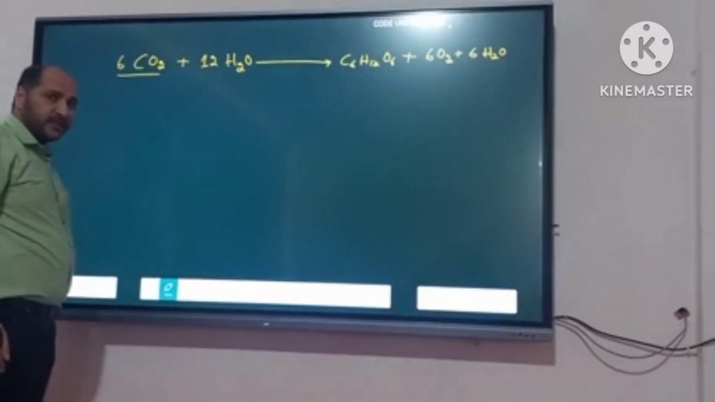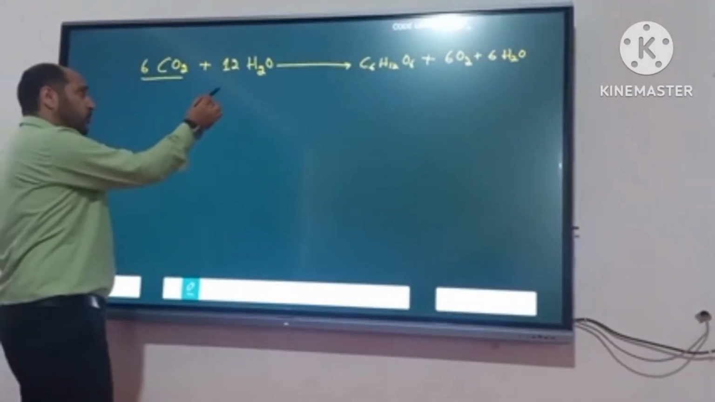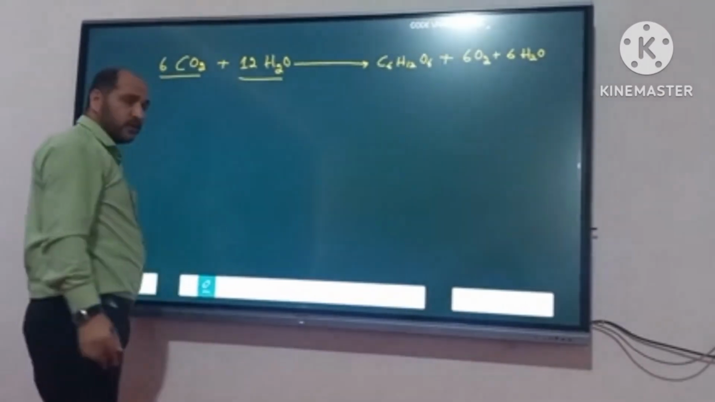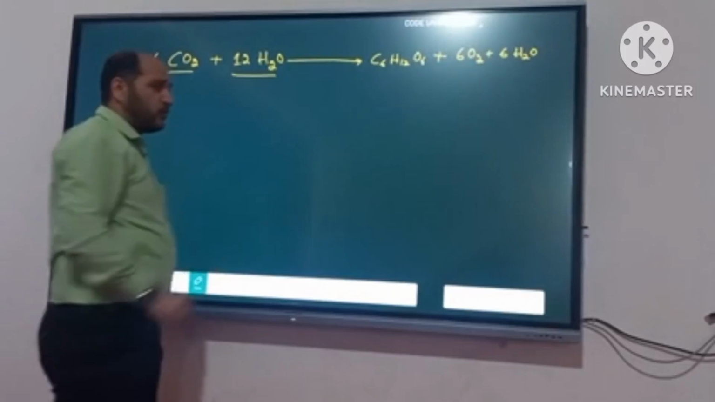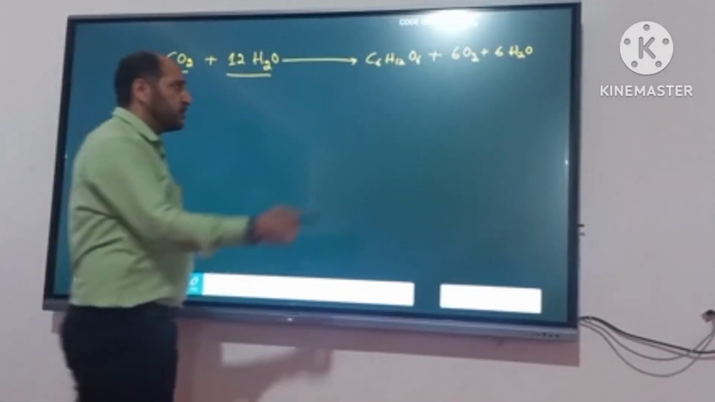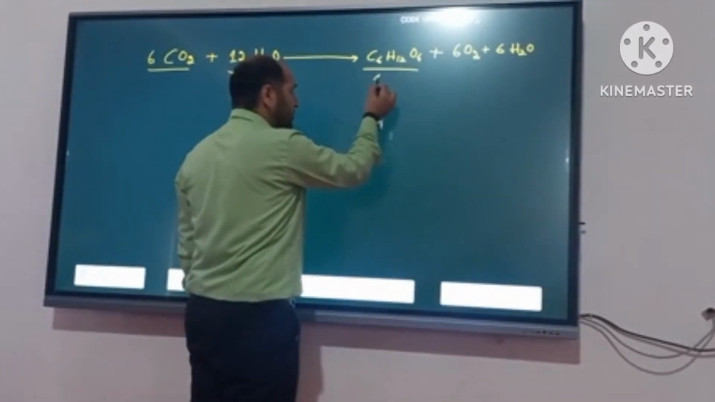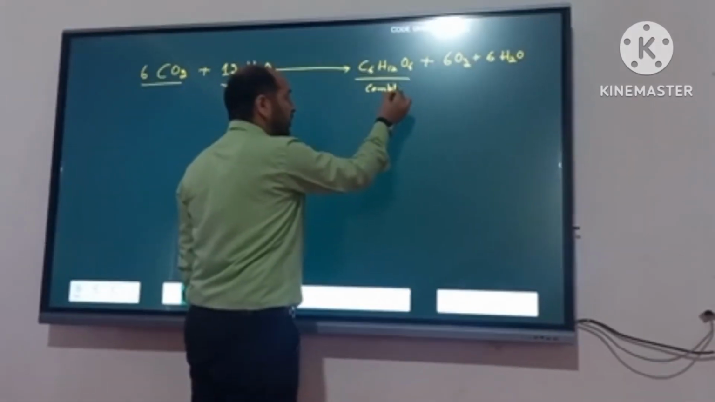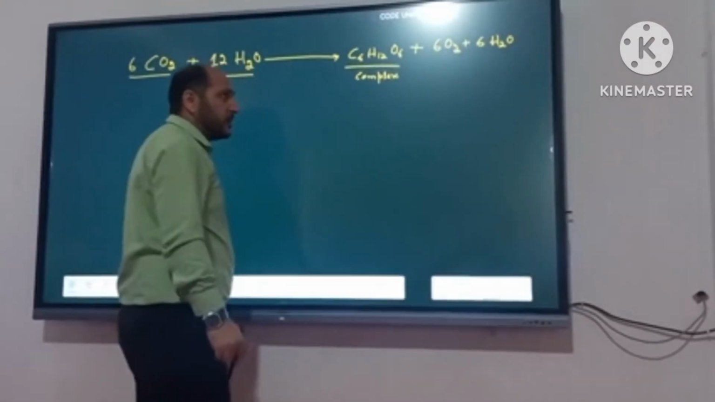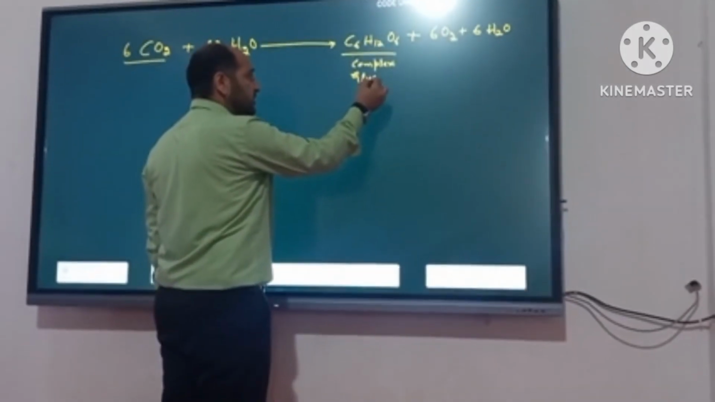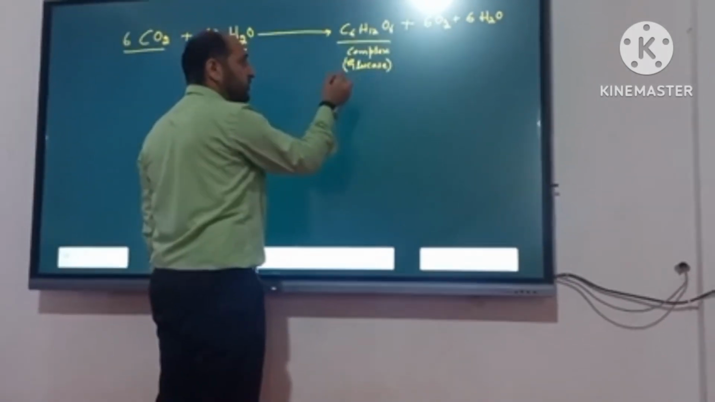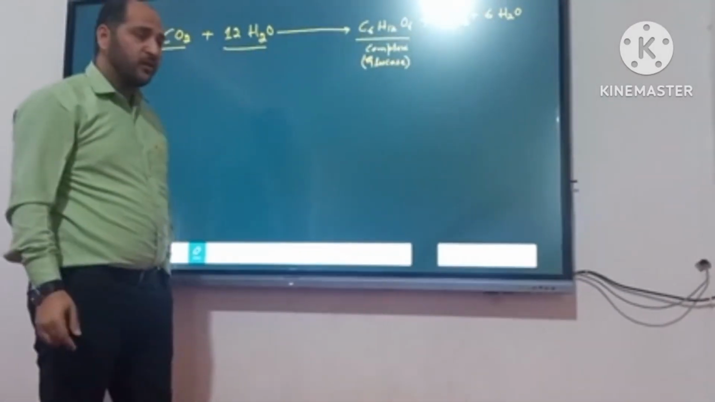Carbon dioxide is taken from the atmosphere, water is absorbed by the roots from the soil by the plants, and these 2 smaller molecules are used to make a complex molecule of glucose, with the release of oxygen and water.